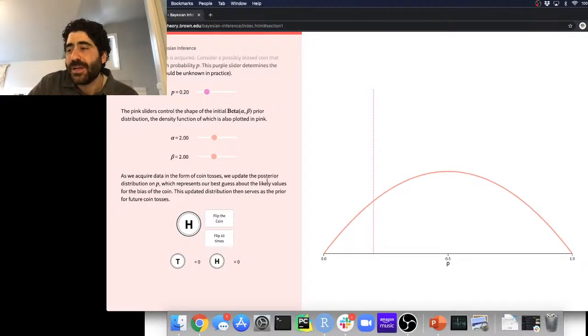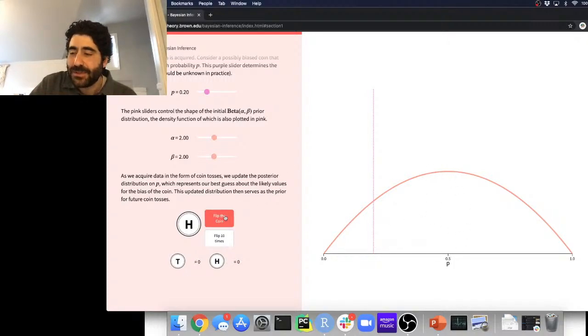So here's a prior where we think it's likely that this coin is close to fair, and we're 100% sure that it's not a tail only or a heads only producing coin. But our prior belief here, before we've seen any evidence, is that it's probably close to fair, but we're not sure.